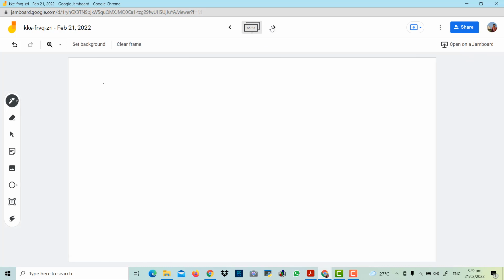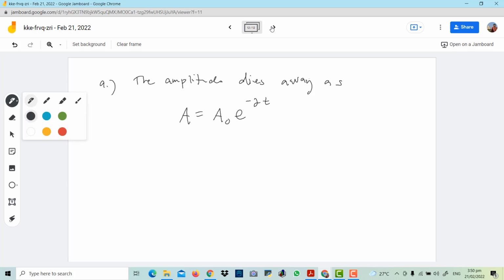Question is, for letter A, the amplitude dies away as this: A is equal to A naught e to the minus gamma t. Right? The amplitude as a function of time is just equal to this one. So that's why. If you take the ratio between the harmonic and damped harmonic oscillator, the ratio you get is just e to the minus gamma t. Okay? E to the minus gamma t.